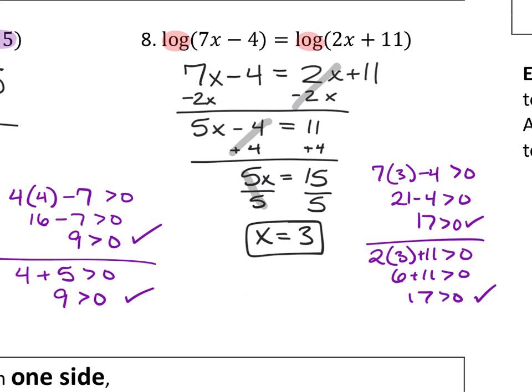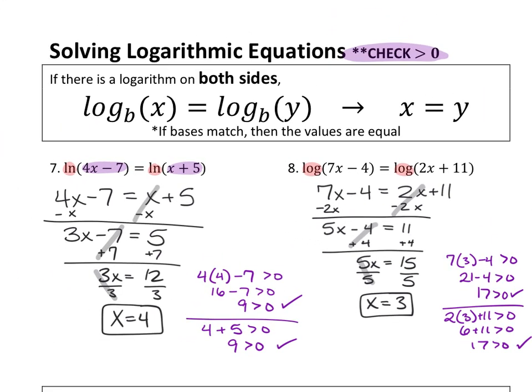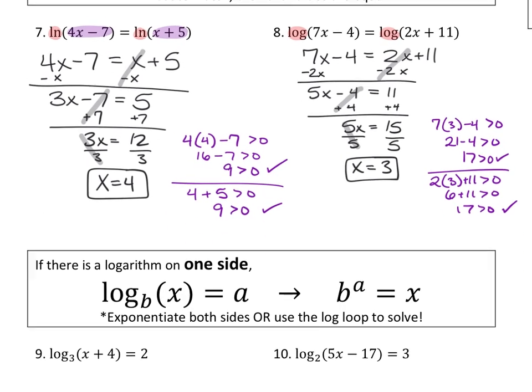Yes? Cool. So that's what happens when there's a logarithm on both sides. Bases should match, and then you set the arguments equal to each other. What happens, though, if there's only a logarithm on one side?